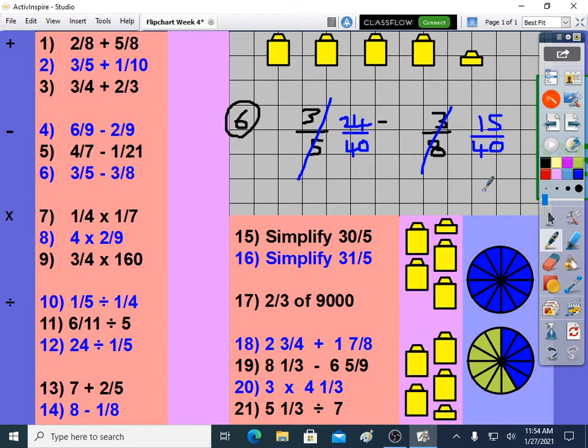Okay, now we have an easy-ish question really. 24 take away 15 is 9, isn't it? 9/40 we get. That's plus and minus done.